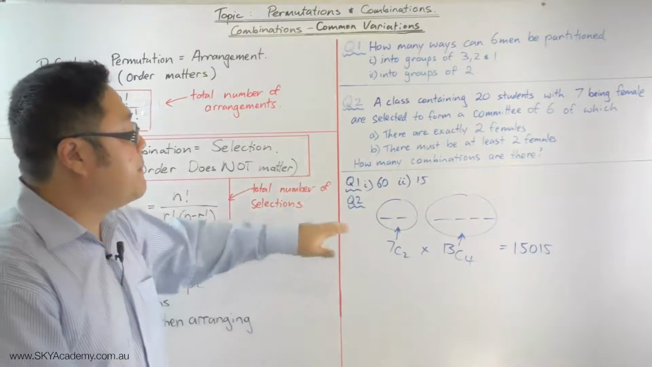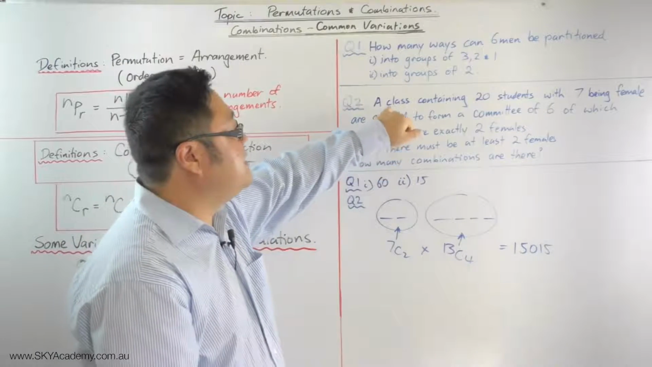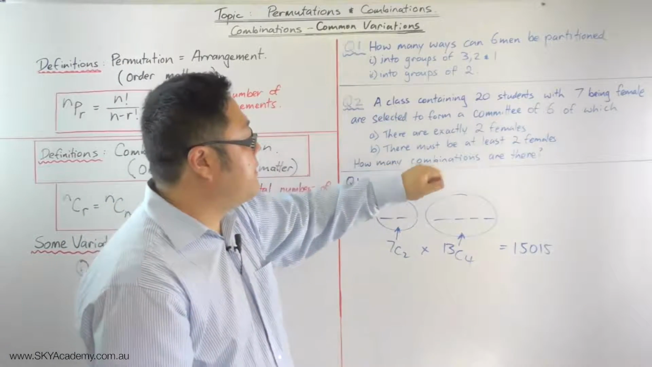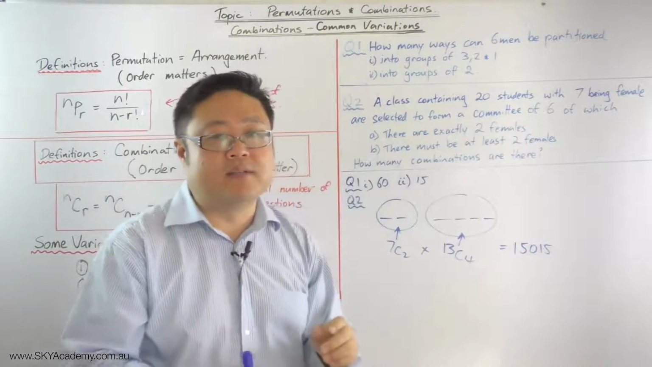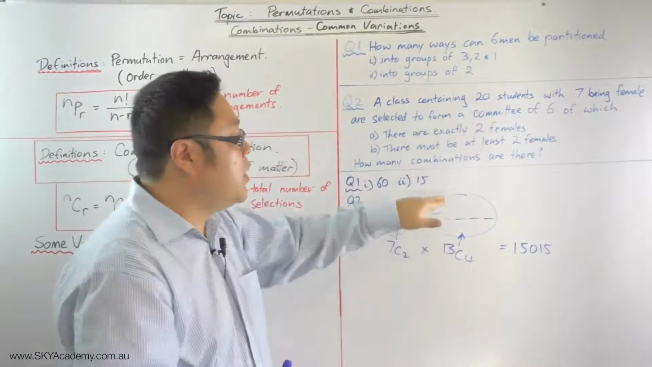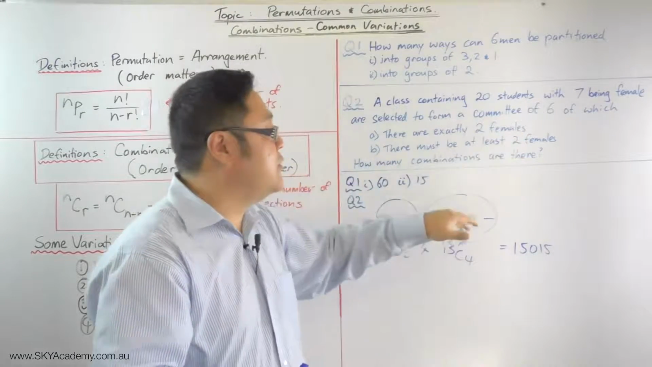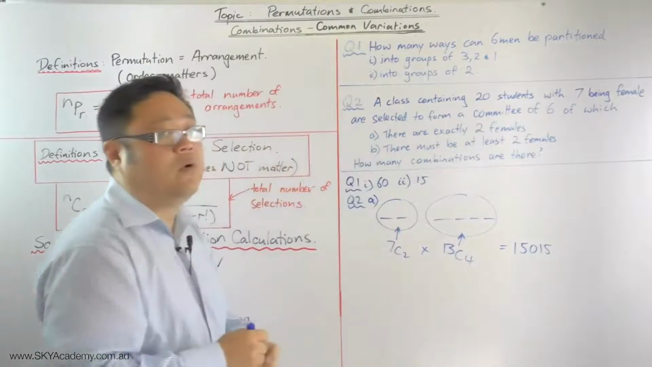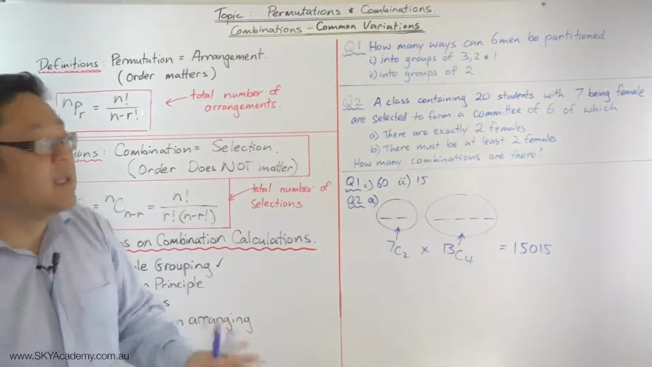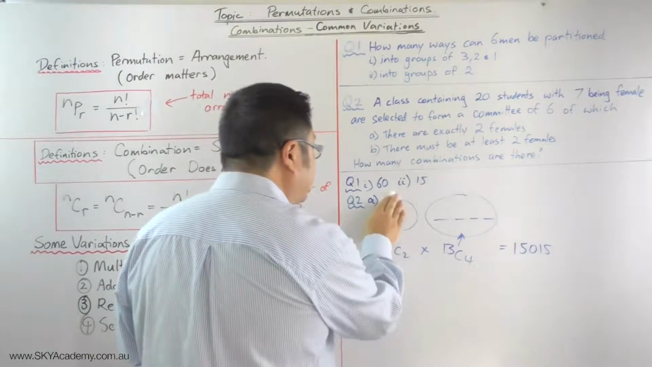Okay, the next question says, how many different ways or how many different combinations are there where there must be at least 2 females in the group? So we're not looking for exactly 2 females, just like it was in part A. We are looking for at least 2 females. So let's have a look at how we would approach that.